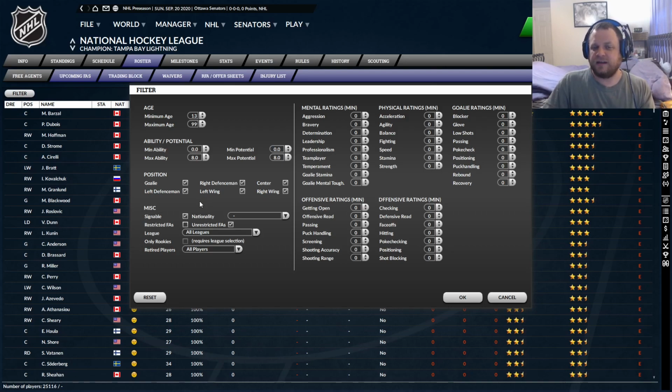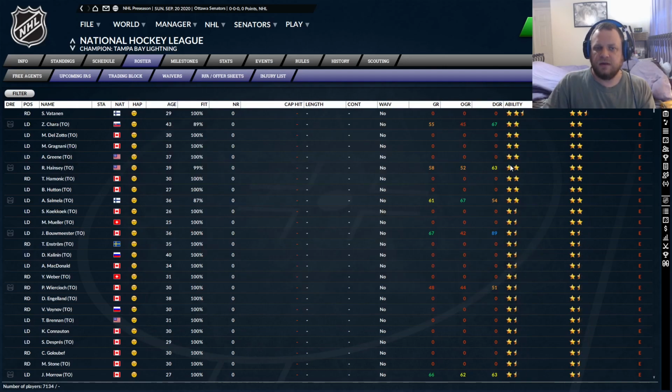So for the Sens right now, in real life, they probably could use some defense. So we're going to go ahead and look at defensemen that I can sign, but only the unrestricted free agents. You can mess with all of that here. I probably wouldn't, but definitely you can. I mean, if you want absolutely a defenseman that's available with 15 passing, you can go ahead and set that. Personally, I don't do it, but you can if you want. Then you click on OK, and it's going to show me all of the defensemen that I can sign that are available as free agents.